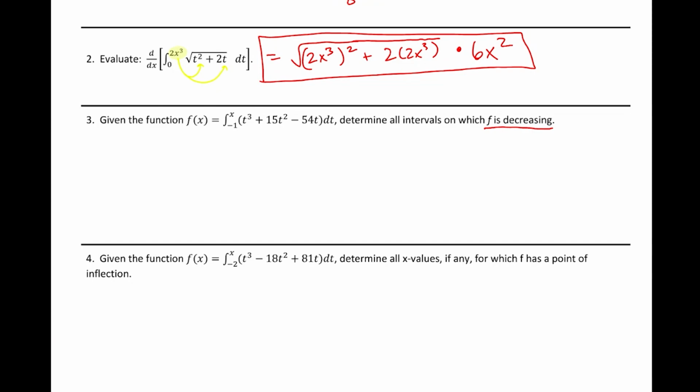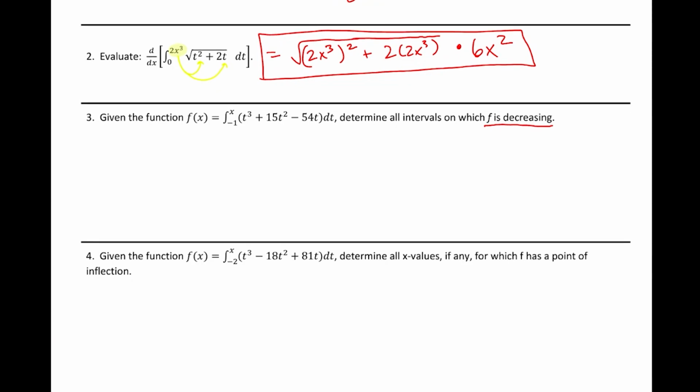In order for a function to be decreasing, the slope has got to be negative, or in other words, f prime has got to be negative. So we're going to be looking for the intervals where f prime is negative. To find those intervals, we're going to create a sign chart for f prime. What we need then are the critical values, which are the values that make the function either equal 0 or undefined. So let's first find those critical values.